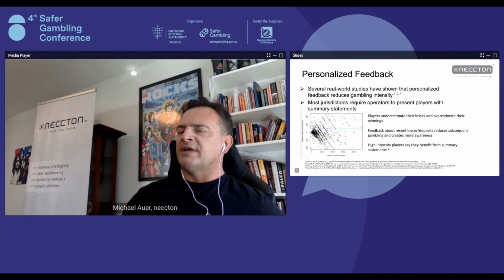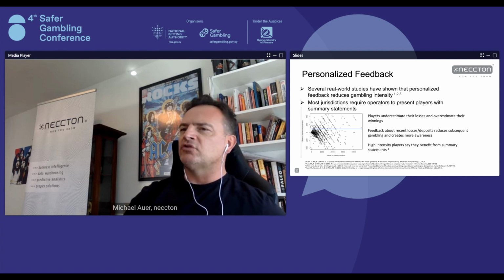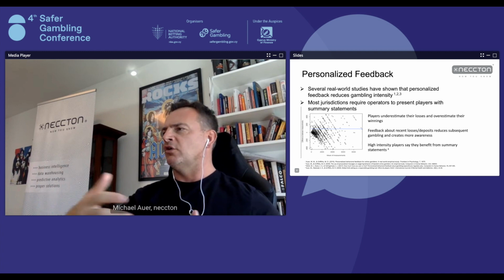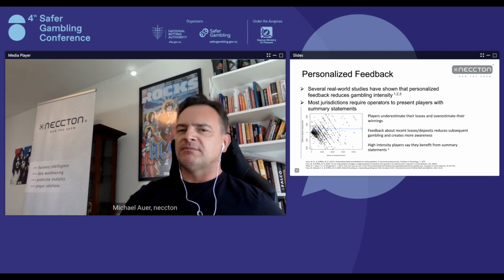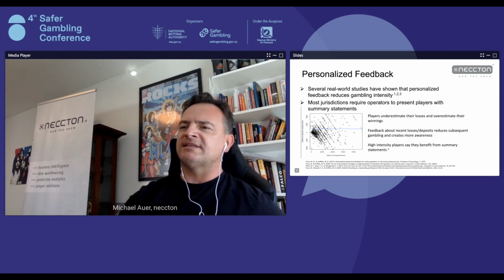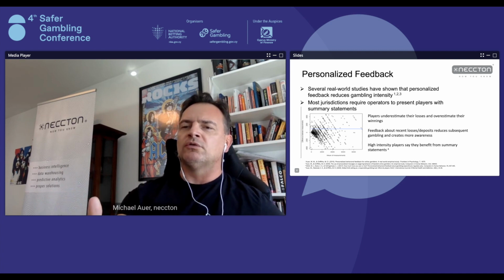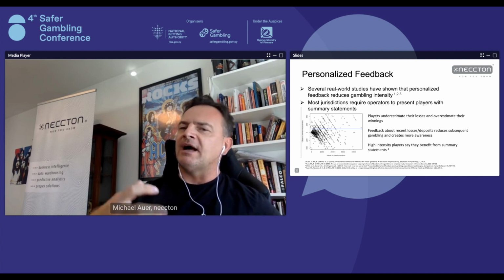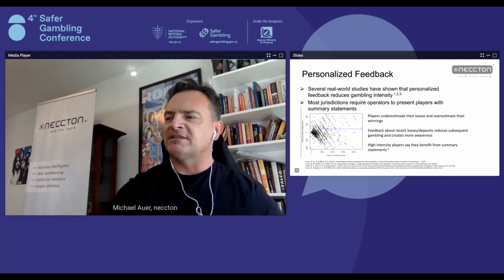Now a lot of jurisdictions introduce mandatory personalized feedback. They introduce requirements that operators need to show players how much they won or lost once they log in, or they have to put this information into a certain section. And why is this actually necessary? It's necessary because we found, when you ask players how much they lost and compare it to the actual gambling, there is a large bias. Players often underestimate the losses and overestimate the winnings.